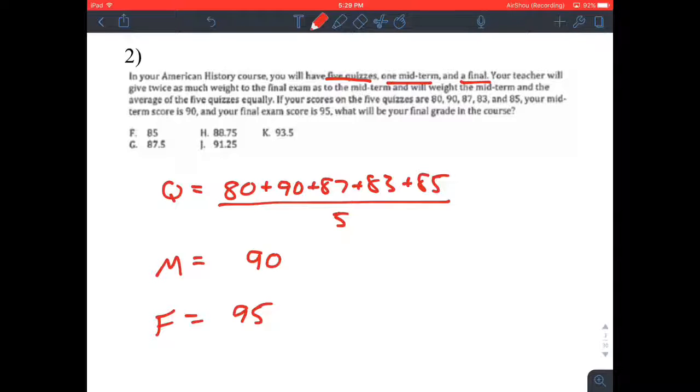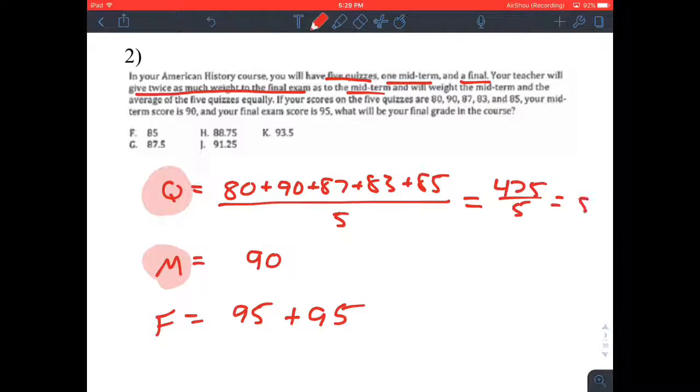Well, it says that the final is going to be twice as much as the midterm. It also says that we're going to treat the quizzes in the midterm equally. So that means that we're going to get 1 score from the quizzes, 1 score from the midterm, and 2 scores from the final because we're counting it twice. So for our quizzes, if we add up those numbers, we get 425. If you divide that by 5, we get 85.